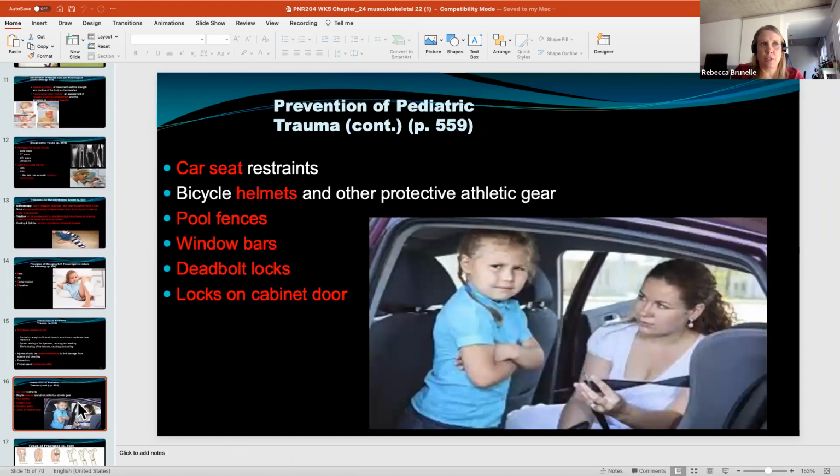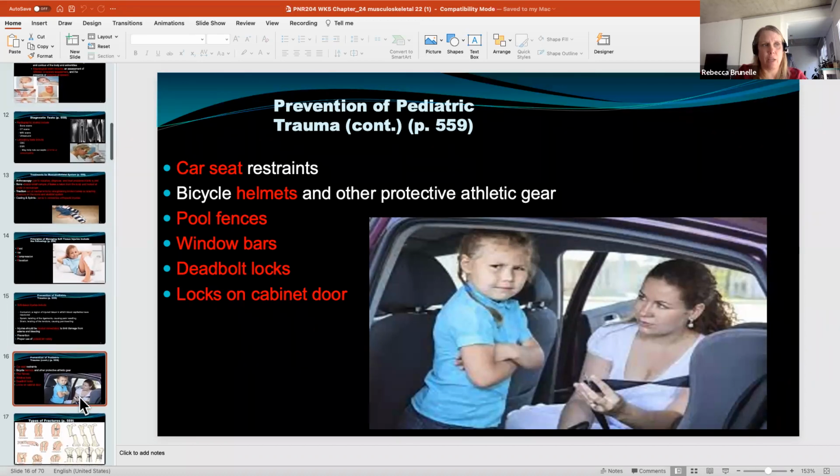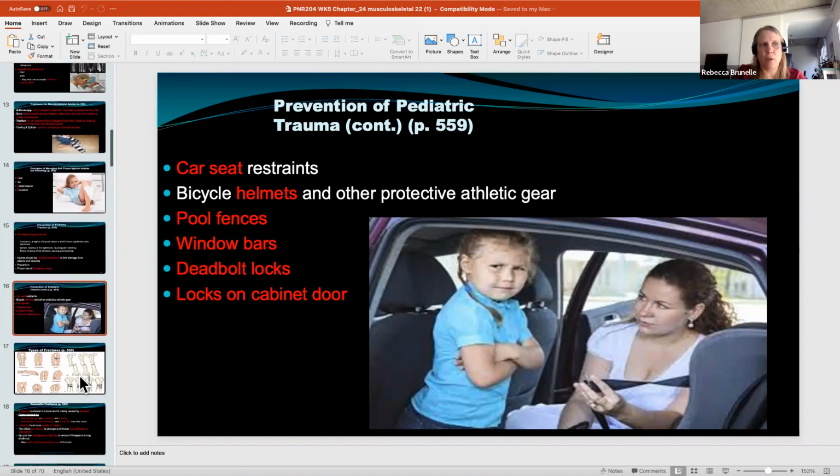Just generally speaking, when you're talking about musculoskeletal injury, it can be accidental. So make sure that you're talking about helmets, car safety, safety around water, locked doors, all of these things. Those are the soft tissue things. And then beyond soft tissue, you can have actual bone damage.